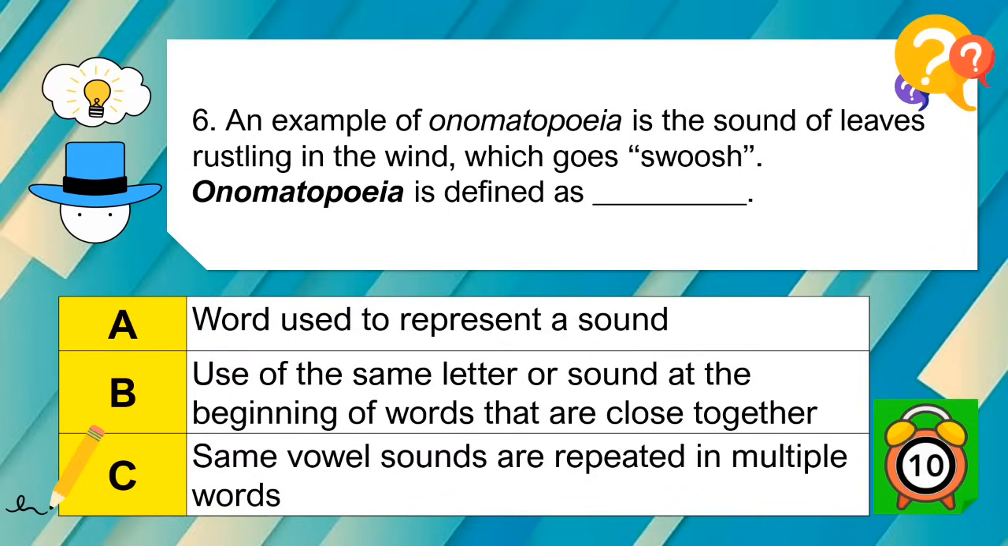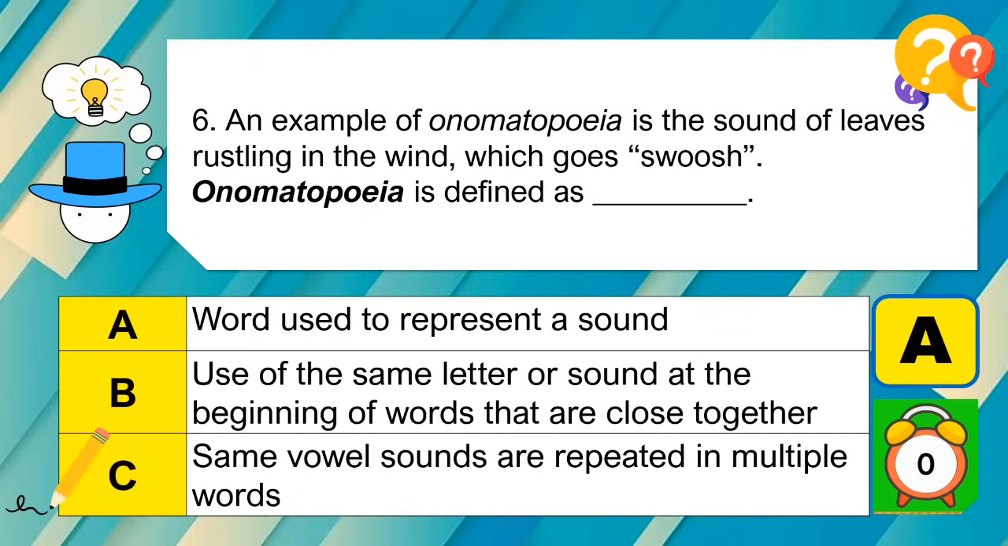Number 6. An example of onomatopoeia is the sound of leaves rustling in the wind, which goes swoosh. Onomatopoeia is defined as blank. The correct answer is letter A. Onomatopoeia is defined as word used to represent a sound.